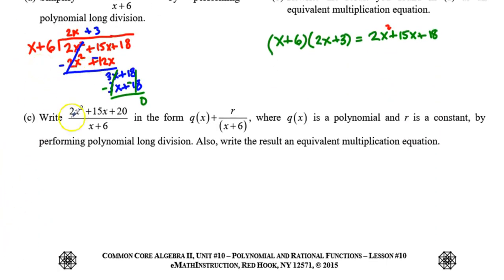Cool. So let's set this one up the same way. Let's see how far you can get on your own. We'll set it up. X plus 6 is our divisor. Our dividend is underneath. I'd like you to pause the recording, get as far as you can on your own, and then play when you need help. You want to check your answer.